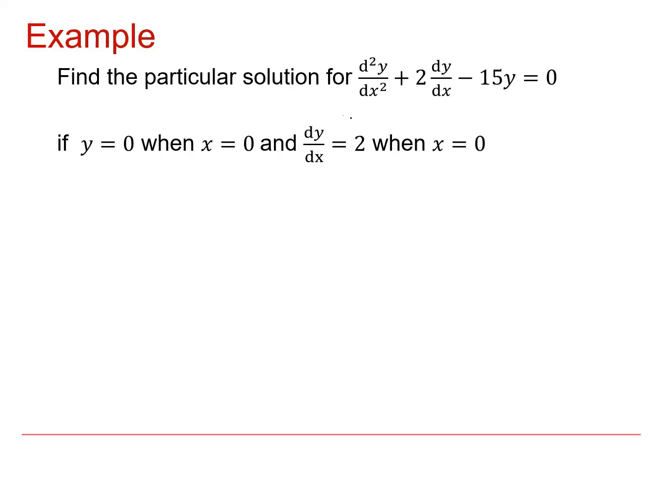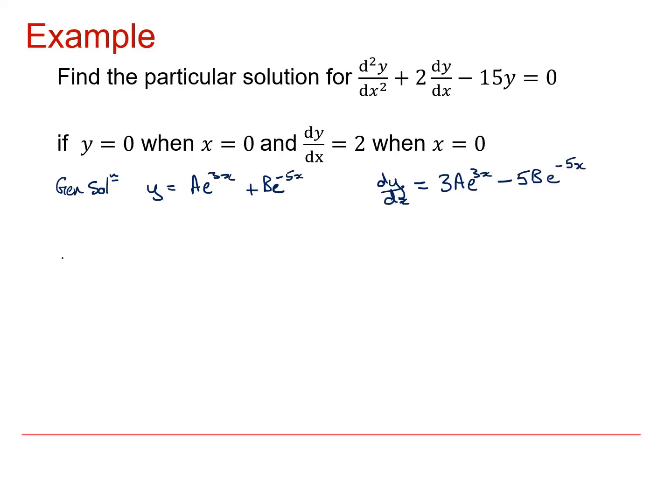So in this example, we want to find the particular solution for this differential equation for these initial conditions. Well, we already know the general solution to this. We know that the general solution is y equals a e to the 3x plus b e to the minus 5x. If I differentiate this, I'm going to get that dy by dx is equal to 3a e to the 3x minus 5b e to the minus 5x.